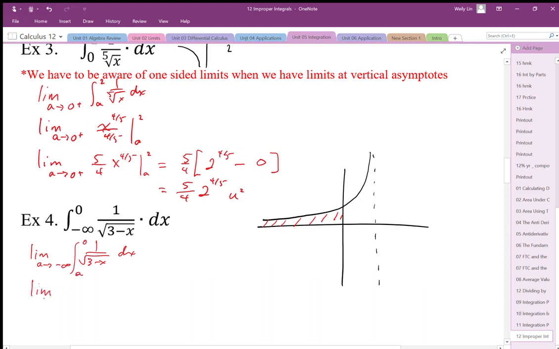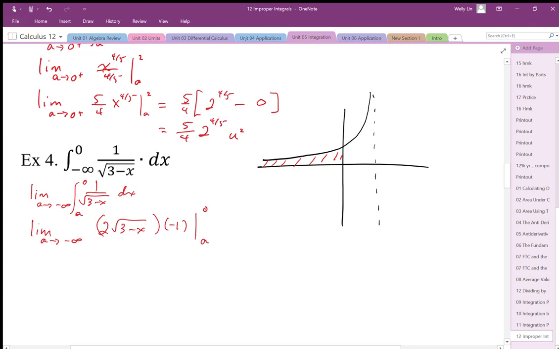Limit as a goes to negative infinity, we anti-differentiate this. This is going to be 2 square root of 3 minus x, and then make sure we multiply that by the negative 1 because of the coefficient in there, with our bounds from a to 0. Then we can plug in. I'm going to put negative 2, and then plug in our 0, so it's the square root of 3, minus the square root of 3 minus negative infinity, which is infinity. So we end up with negative infinity times negative 2, which equals positive infinity. So that unbounded area happens to be infinite.